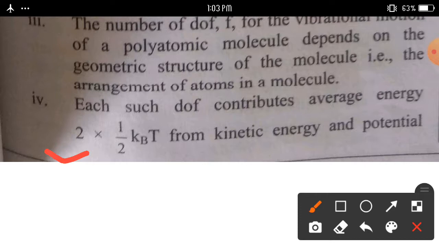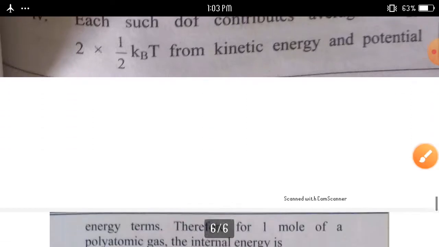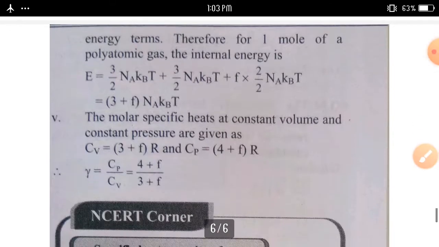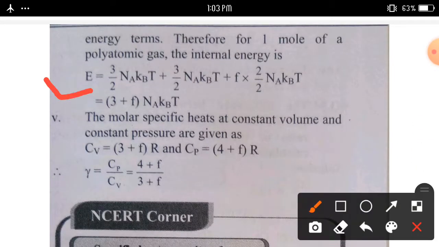Therefore, for 1 mole of a polyatomic gas, the internal energy becomes E is equal to 3 by 2 Na kB T plus 3 by 2 Na kB T plus f into 2 by 2 Na kB T. Combining this equation, 3 plus f, calculating this term, 3 plus f into Na into kB into T.